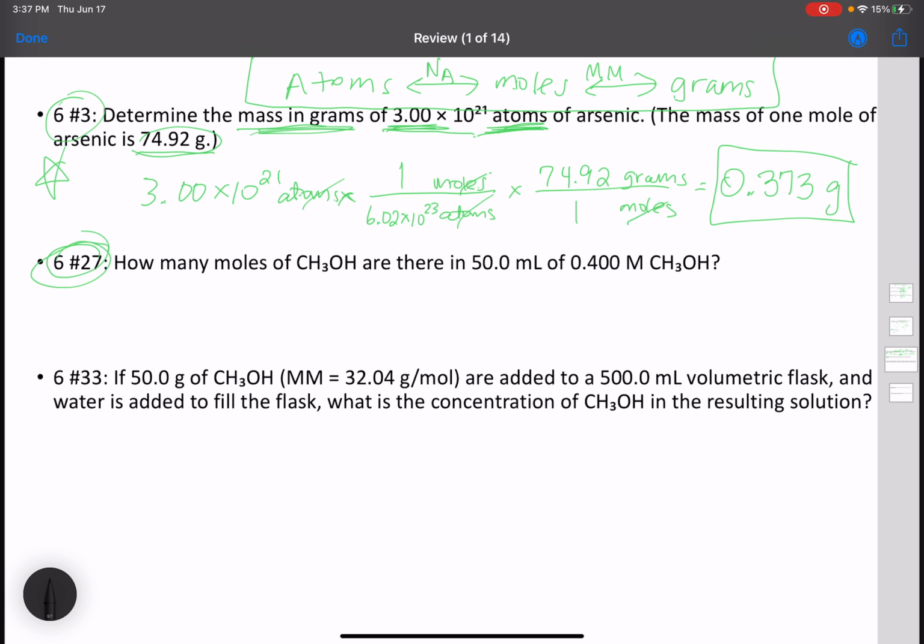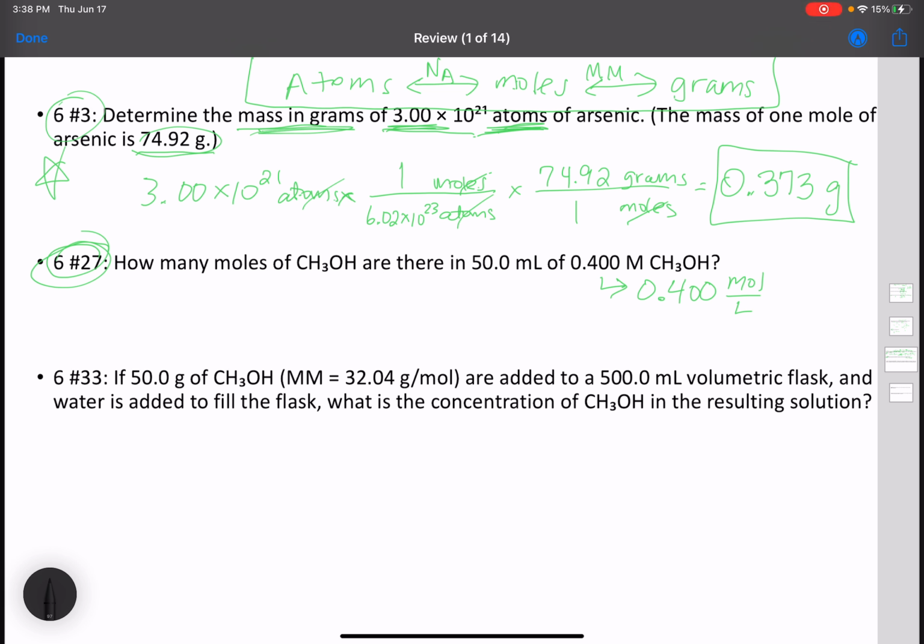All right, number 27, chapter 6, number 27. How many moles of CH3OH, that's methanol, are in 50 milliliters of a 0.4 molar methanol solution? So molarity is a concentration. Concentrations apply to solutions. So what we have here, another way to write this molarity, molarity is in units of moles per liter.